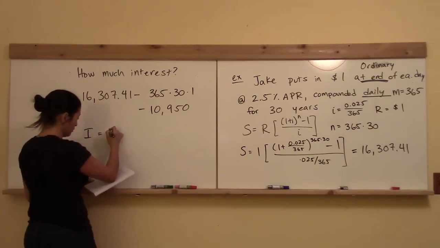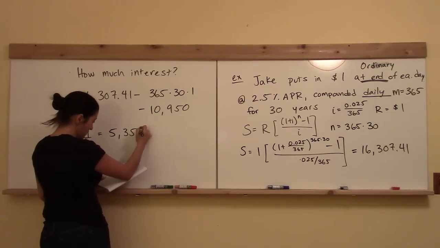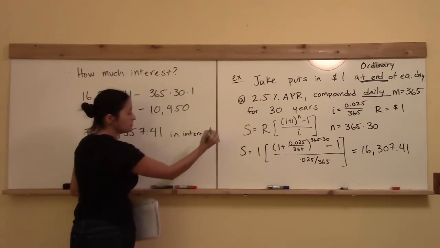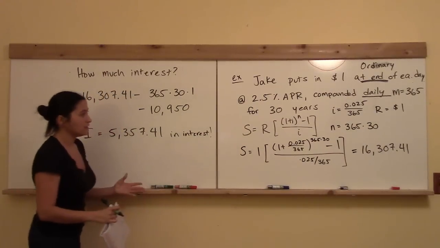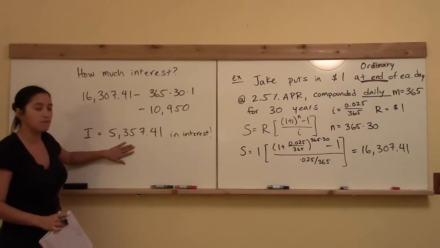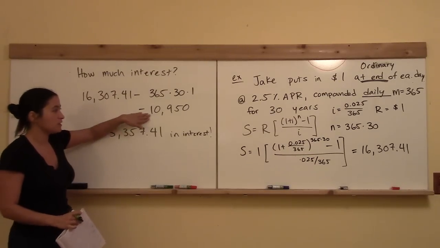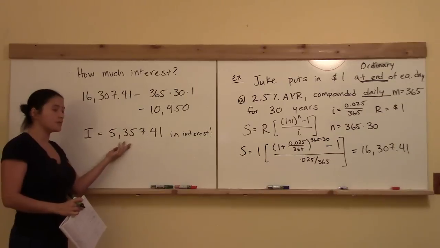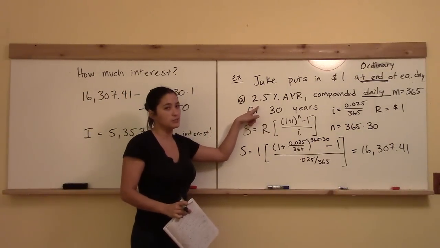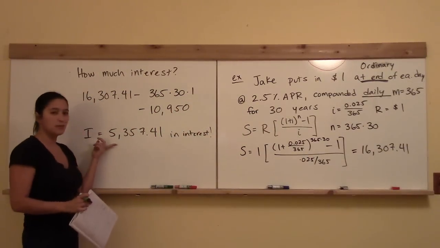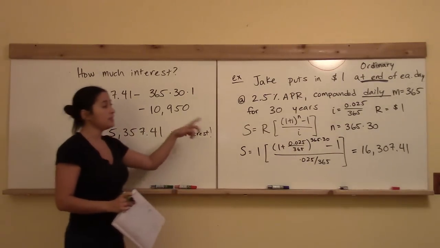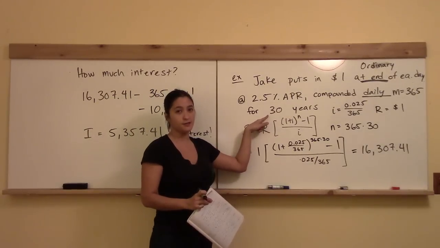So the amount of interest he earned was $5,357.41, and that's just in interest. And that is very interesting, isn't it? Because actually he didn't even put in that much money. Notice he put in about 10 grand and he got 5 grand in interest. So 50% of the money he put in himself was actually just thrown in by the bank in interest. And look at this interest rate. It's only 2.5%. So it's not because this was a ludicrously high interest rate. The reason that he made so much money proportional to how much he put in is because he did it for so long.